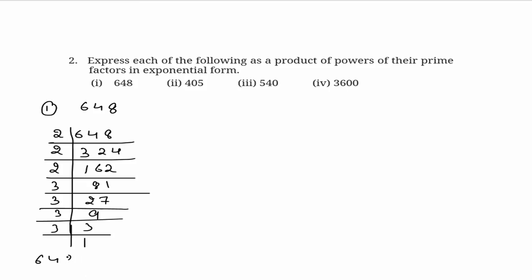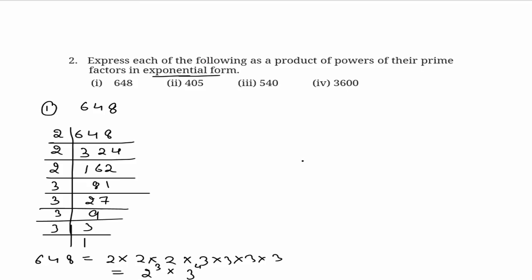So now I can write 648 is equal to 2 into 2 into 2 into 3 into 3 into 3 into 3. 2 is multiplied by itself 3 times and 3 is multiplied by itself 4 times: 1, 2, 3 and 4. So now the question says you have to give the answer in exponential form. So I can write it as 2 cubed, because 2 is multiplied by itself 3 times, and 3 is multiplied by itself 4 times, so 3 raised to the power 4. So this is the first question.